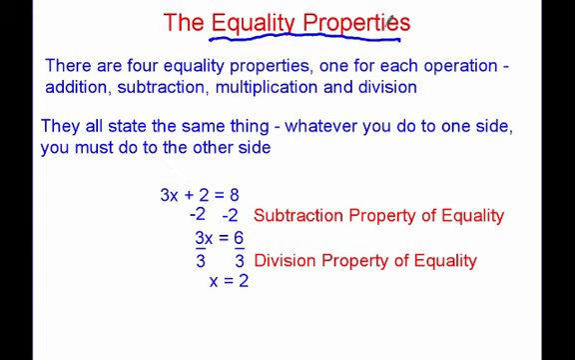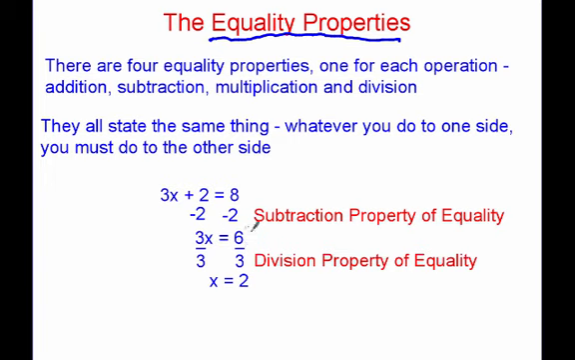So there are 4 equality properties, one for each operation: addition, subtraction, multiplication, and division. And each one of the properties says the exact same thing, that whatever you do to one side, you have to do to the other side. So for example, if we solve this equation, 3x plus 2 equals 8, my first step is going to be subtract 2 from both sides. And the property that tells us we have to do it on both sides is the subtraction property of equality.